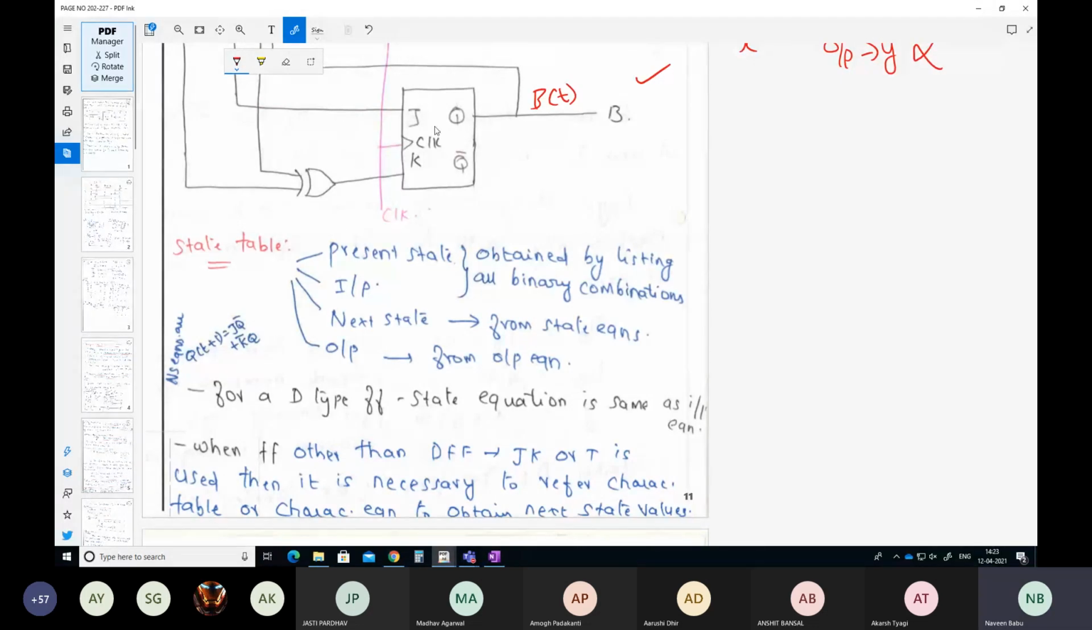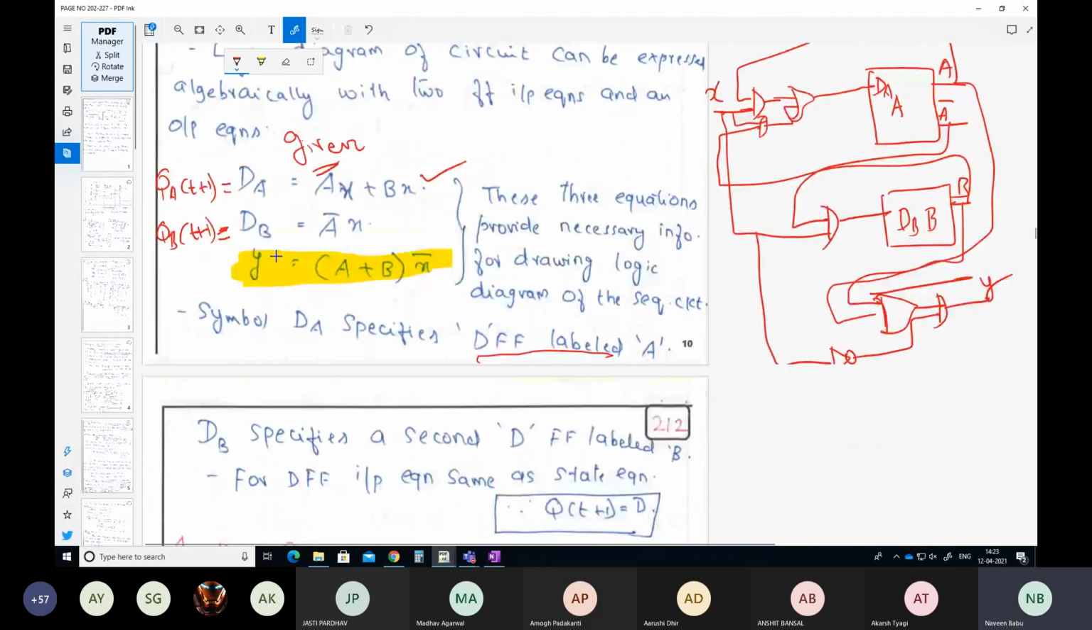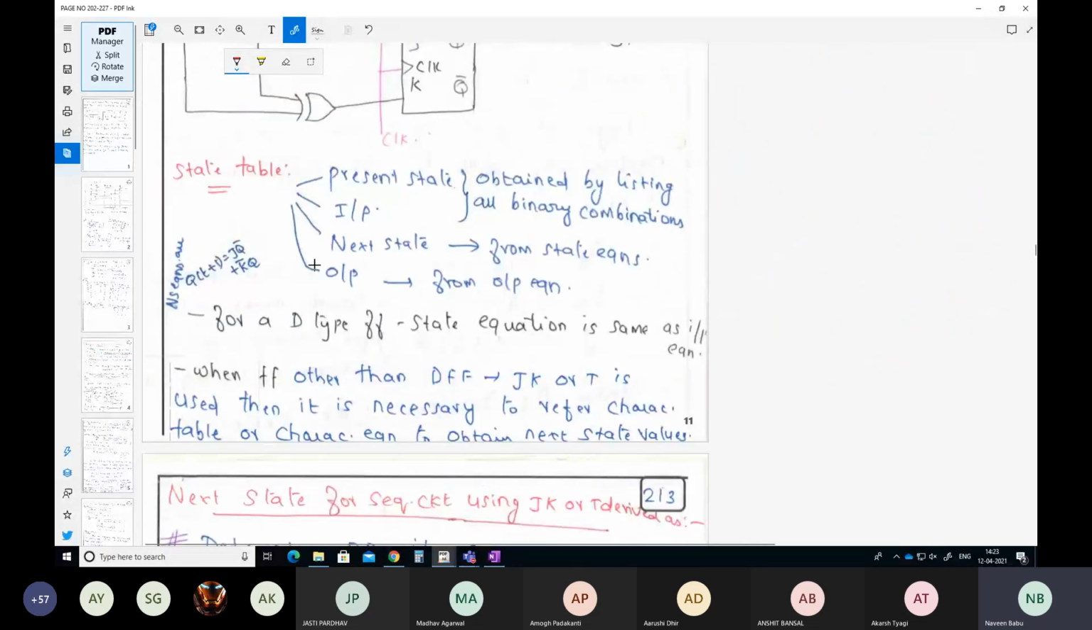Since we are using a JK flip-flop, we have to write the flip-flop input equation separately here. Whereas in the previous case, since these are D flip-flops, your next state is similar to your D flip-flop input, so it is going to be slightly different in this particular case. Please listen carefully: when your flip-flop is other than the D flip-flop, either JK or T flip-flop, it is necessary to refer to the characteristic table and characteristic equation to obtain the next state values.